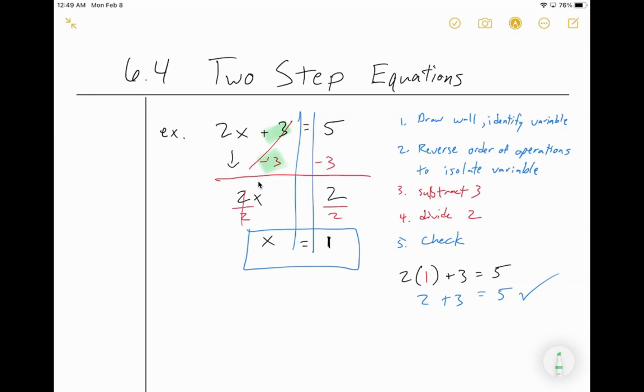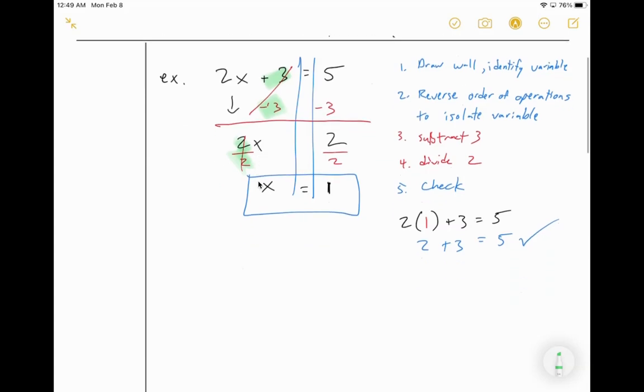Now the 2 is really close, and it's like, all right, it's getting kind of late 2, so now let's get rid of the 2, okay? By doing that, now we're left with the variable by itself. So let's go ahead and try this, and let's do some problems together here.